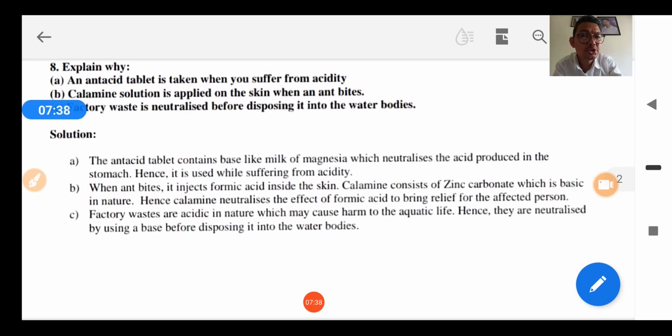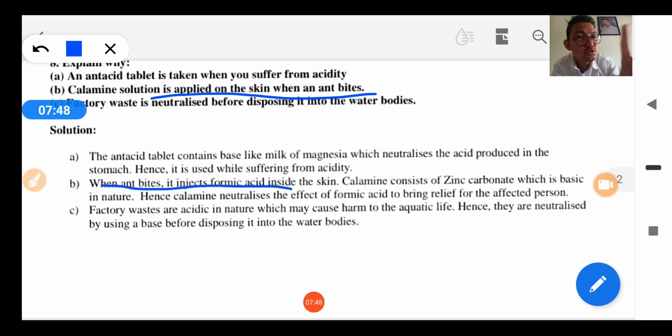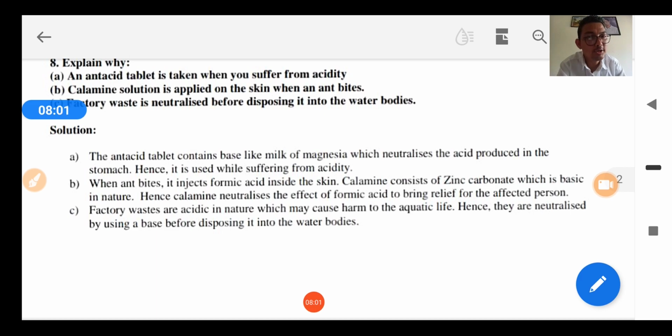Now I'm coming to the question number 8, part B. Calamine solution is applied on the skin when ant bites. You see, when ant bites, it injects formic acid, and calamine contains zinc carbonate, which is basic in nature. So calamine neutralizes the effect of formic acid and brings relief to the affected person.